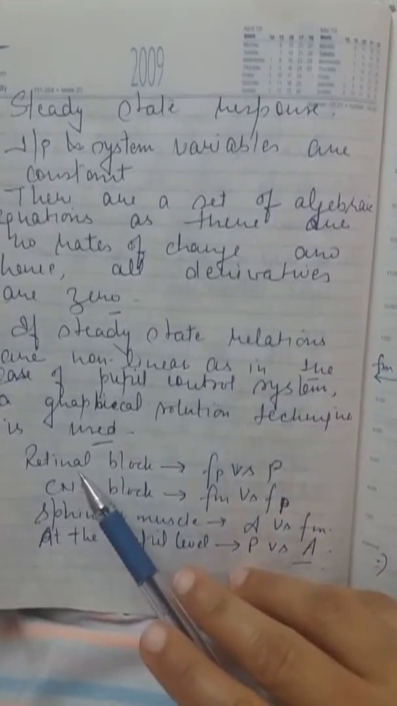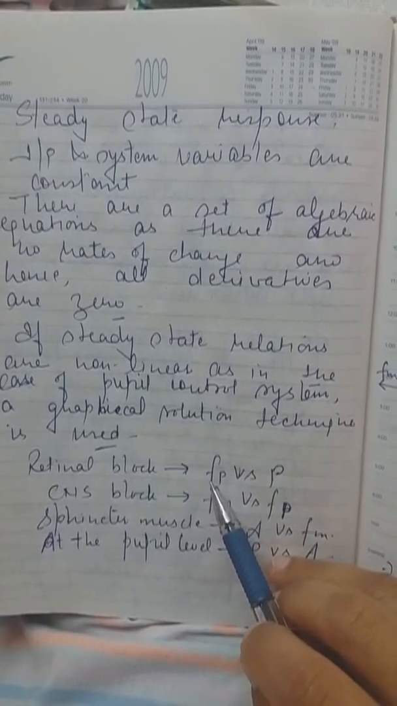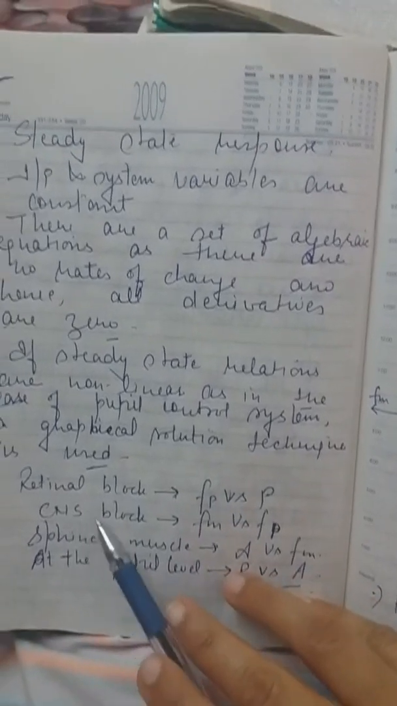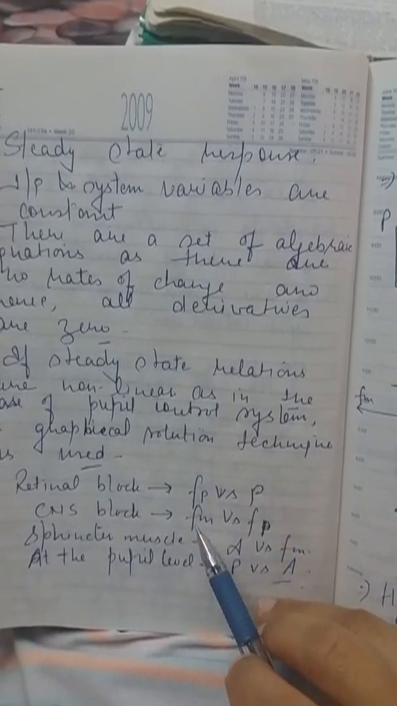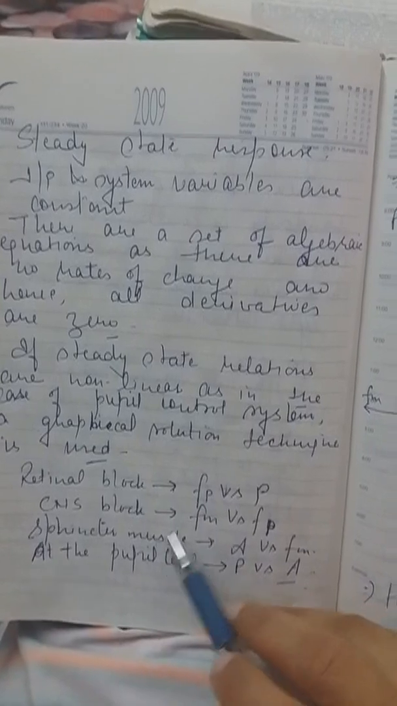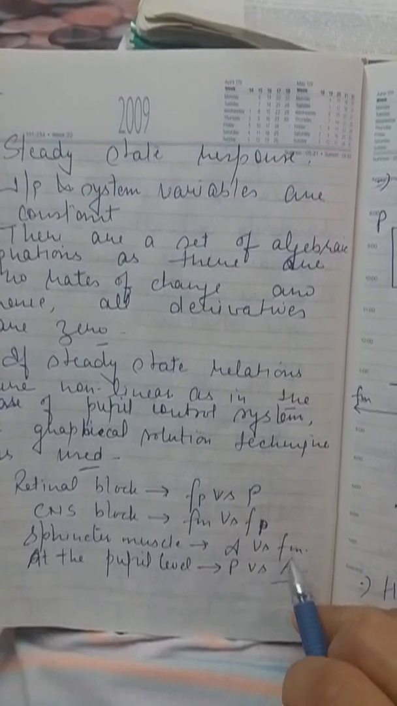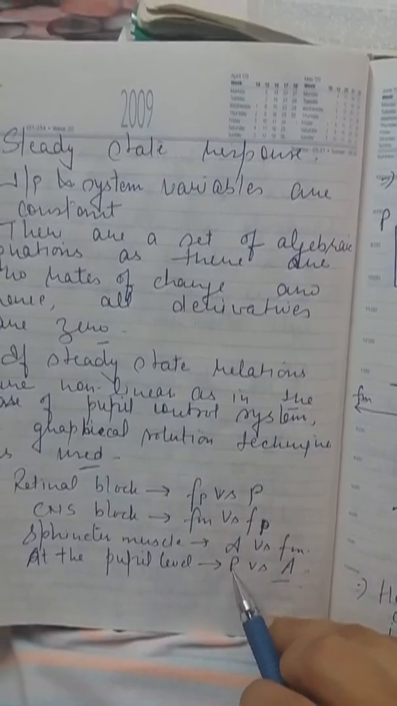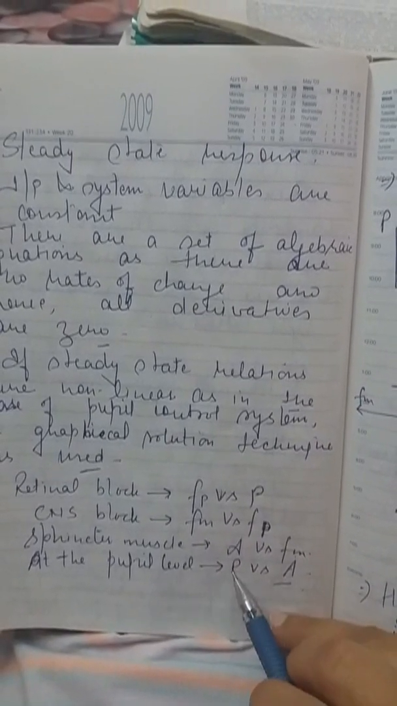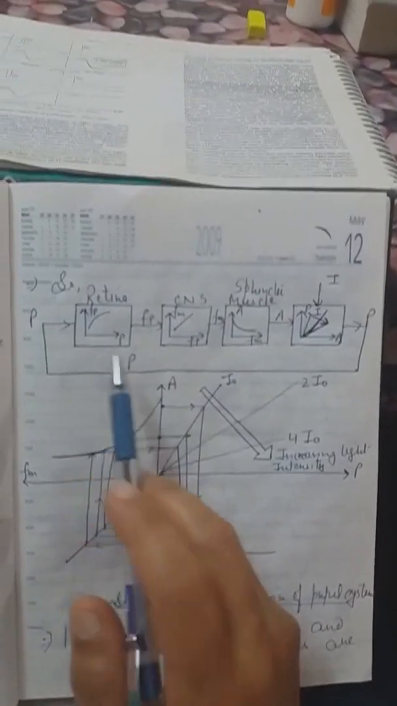As we have seen in the information flow diagram of pupil control system, in retinal block, input is flux and output is pupillary fiber neural frequency. In CNS block, input is pupillary fiber neural frequency and output is neural frequency of sphincter motor neurons. In sphincter muscle, input is neural frequency of sphincter motor neurons and output is area. And at the pupil level, with respect to area, flux is changing. So we can visualize it here in the form of information flow diagram.